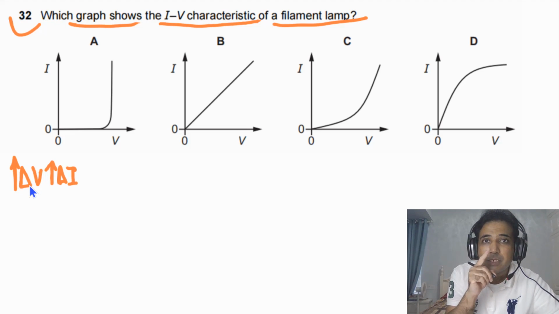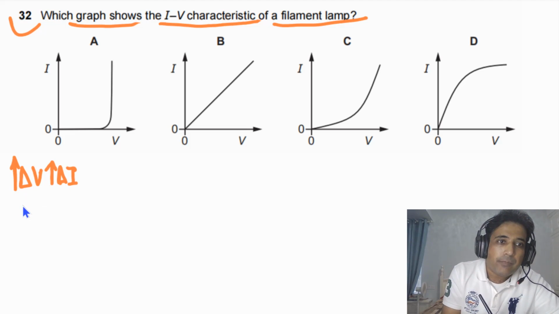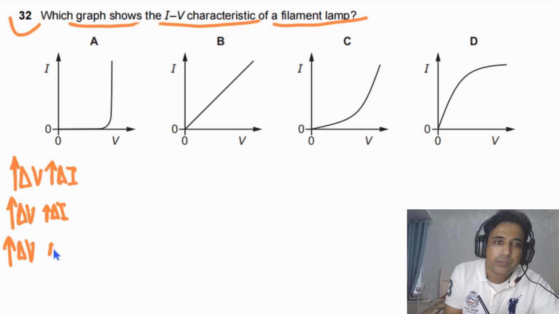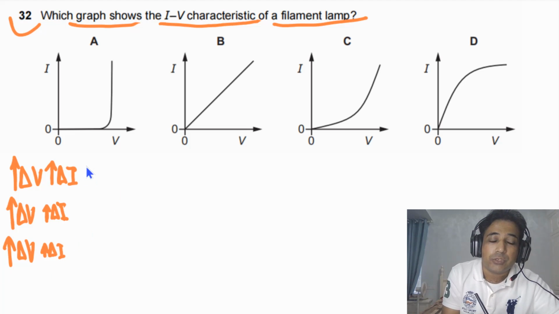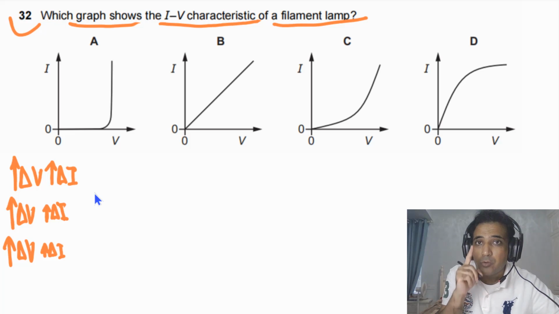PD and I will not increase by the same amount. Now the second thing, let's say we increase PD again by the same amount, and in this case the increase in current will be even smaller. Now we again increase PD by the same amount, and the increase in current will be even smaller. So this will be getting smaller and smaller. So this is the thing you need to understand about the filament lamp.